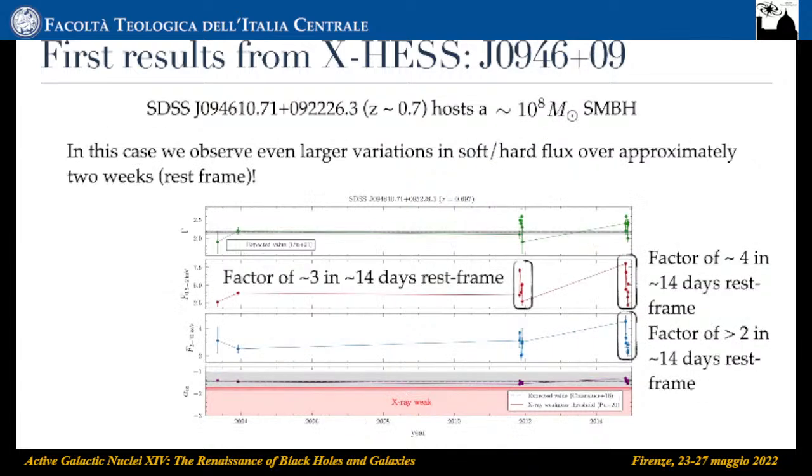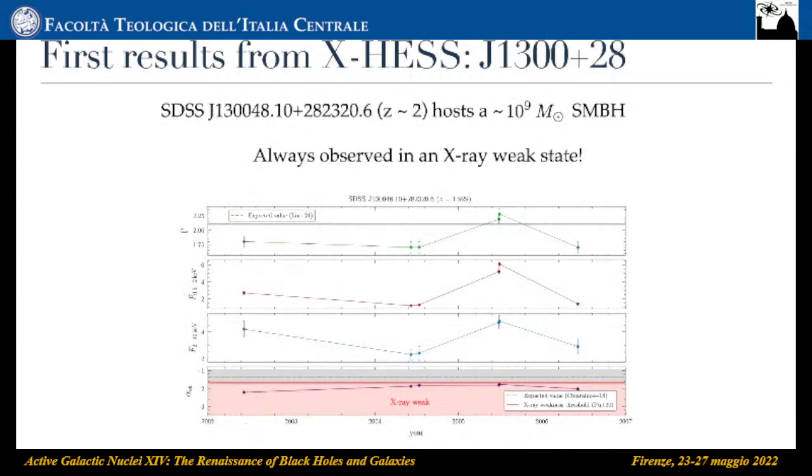The next one is even more extreme, if we want. This is an AGN at redshift 0.7 with a 10^8 solar mass black hole. And in this case, we find flux variations up to a factor of 4 in approximately 2 weeks in the rest frame. And the next one is also interesting because this source is an AGN at redshift 2 hosting a 10^9 solar mass black hole, and we find it's always being observed, as you can see over there, in a low flux state.